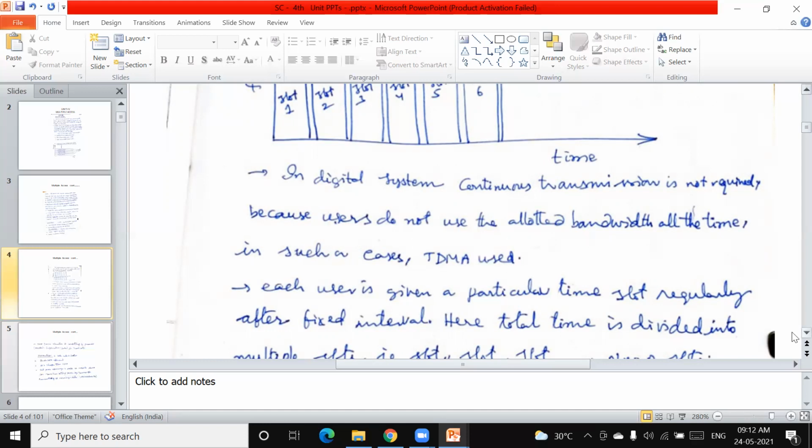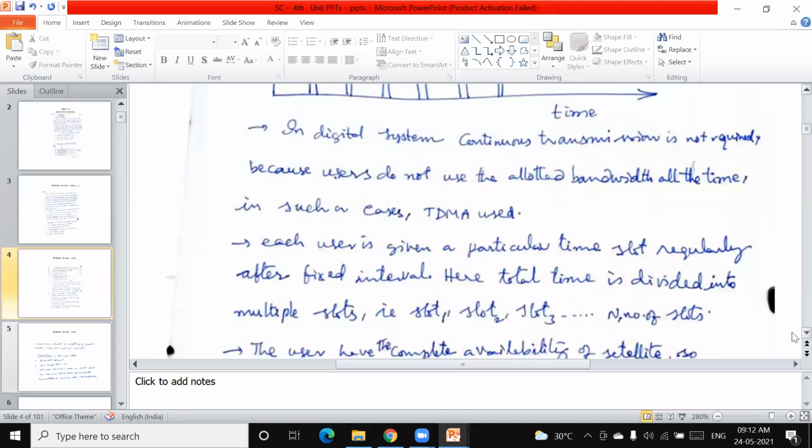In such cases, TDMA is used. So each user is given a particular time slot, as this figure shows. Each user is given a particular time slot regularly after fixed intervals.